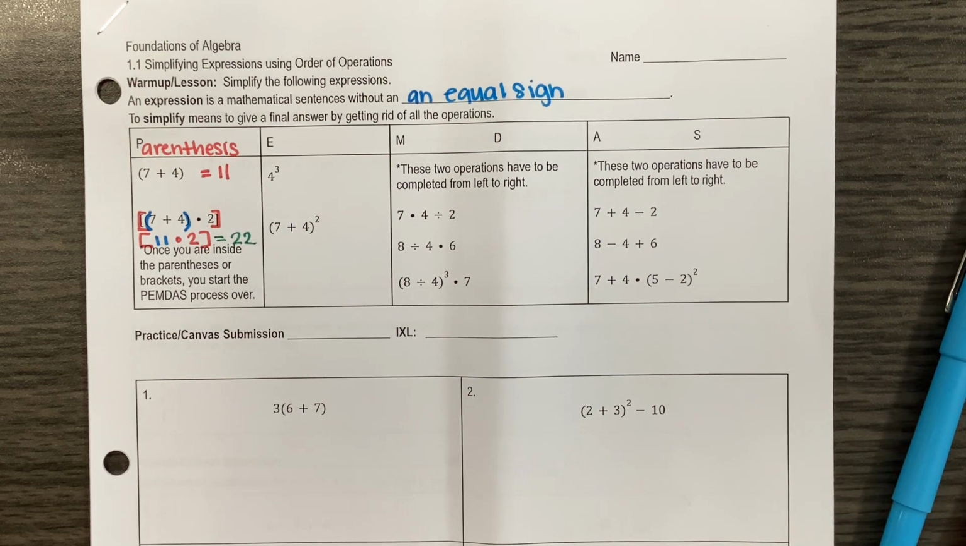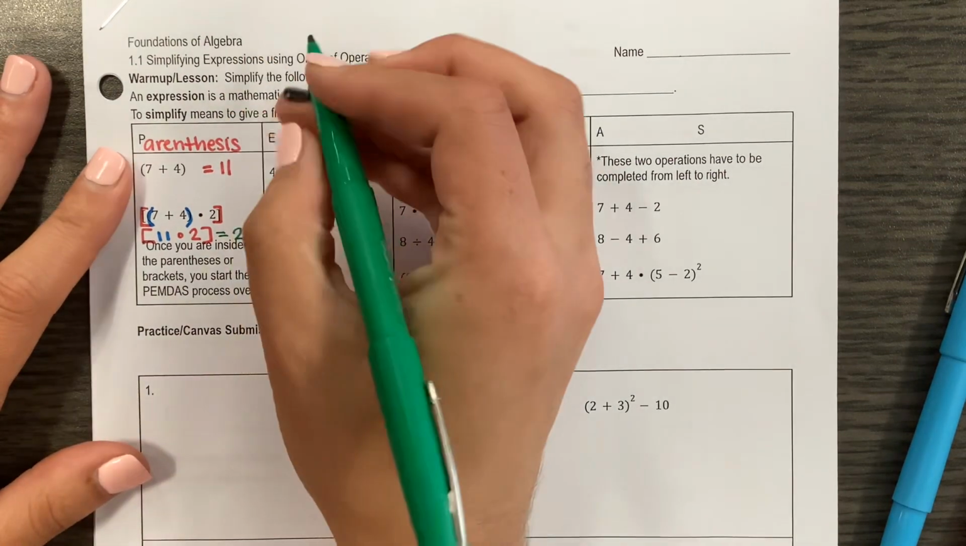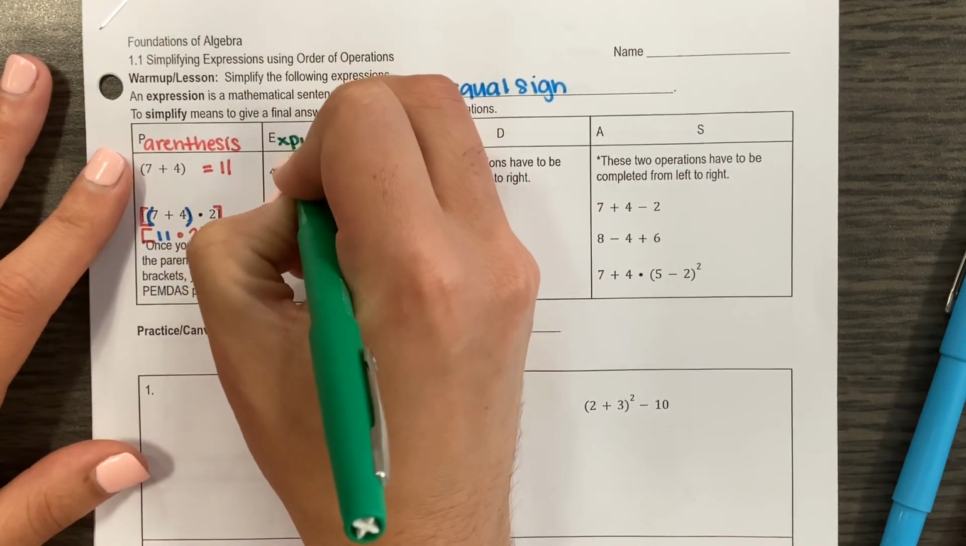Now, when we go through this, you're not only going to see parentheses. We're going to keep going down the line. They're going to get bigger and bigger, but we still have to know what to do first, second, third, fourth, fifth, so on and so forth. So our next letter is E, and this stands for exponents.